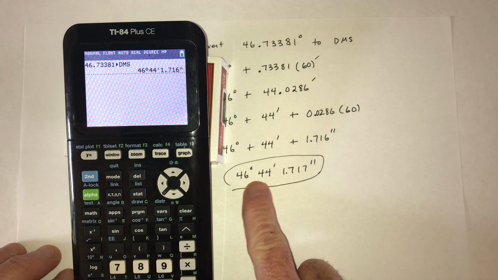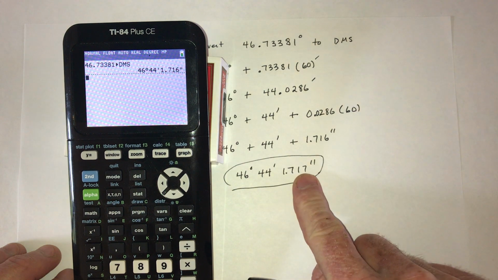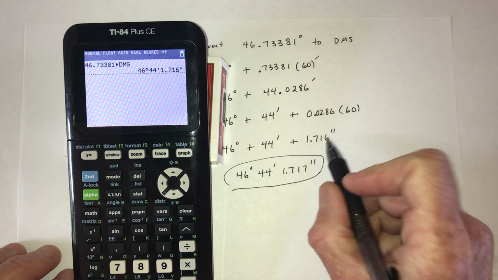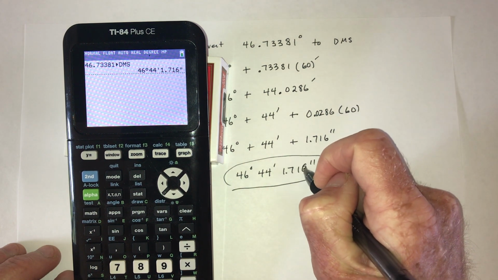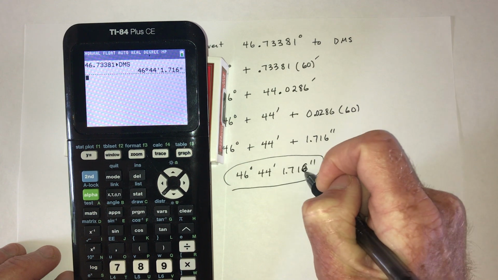Oh, nice job, calculator. So there's just a little bit of, no, it's not rounding error. That's me writing the wrong number. Good thing I checked my answer. This ends with a 6.